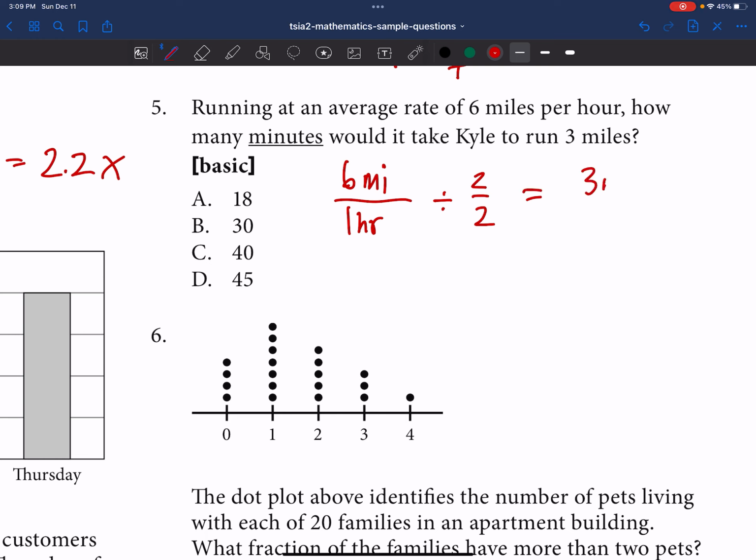So it'd be 3 miles per 0.5 hours, which means how many minutes is 0.5 hours? It is 30 minutes. I think that one's pretty basic, so I hope I don't have to explain that too much more. You could just logically reason what that's supposed to be. It's half an hour, right? If you run 6 miles in an hour, then it takes him half an hour to run 3 miles.